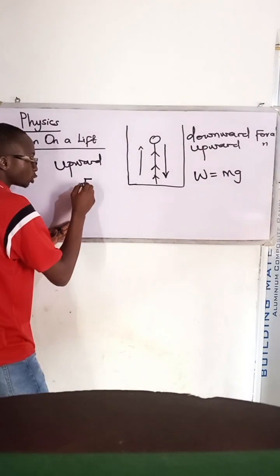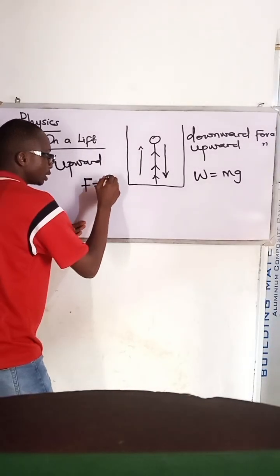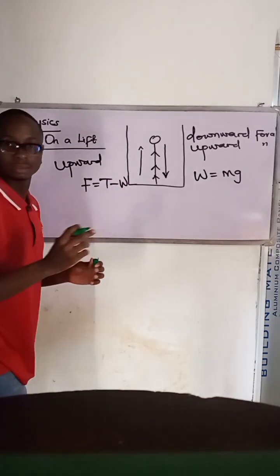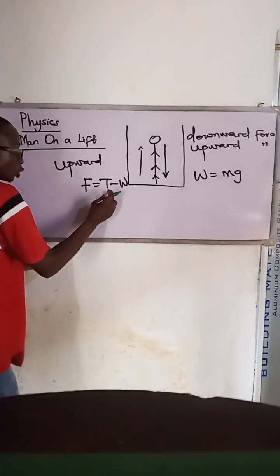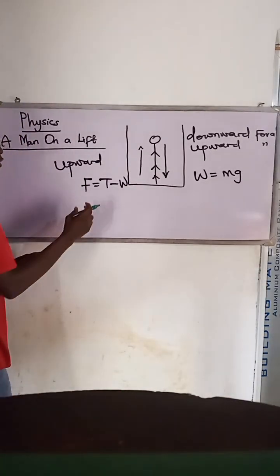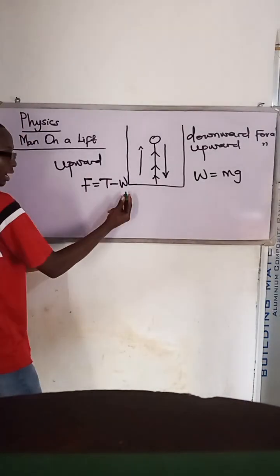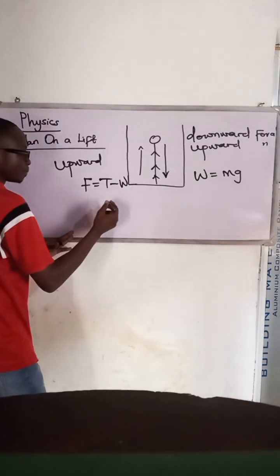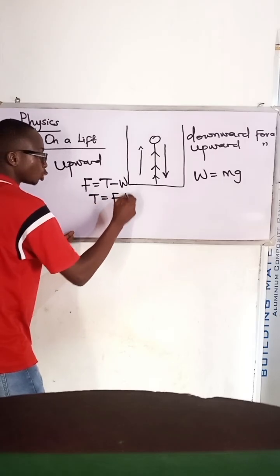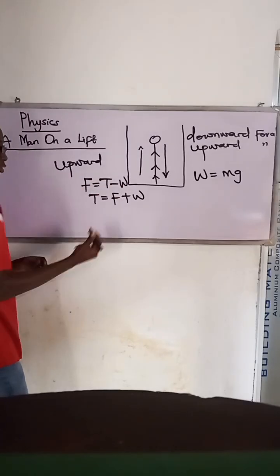So, the unbalanced force F is equal to the tension minus his weight, because the tension is more than his weight. Now, that is an unbalanced force. We want to make tension the subject of the formula. Then we'll be having T is equal to F plus W. We brought this one over and we made T the subject of the formula.